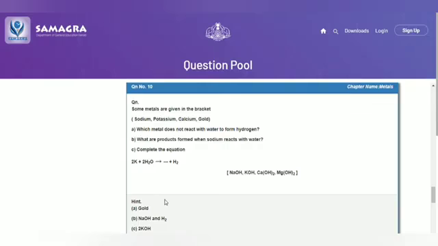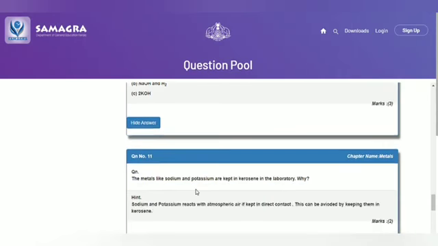Tenth question. Some metals are given in the bracket: sodium, potassium, calcium and gold. Which metal does not react with water to form hydrogen? Gold does not react with water to form hydrogen. What are the products formed when sodium reacts with water? When sodium reacts with water, we get sodium hydroxide and hydrogen. Complete the equation: 2K plus 2H2O gives 2KOH plus H2.